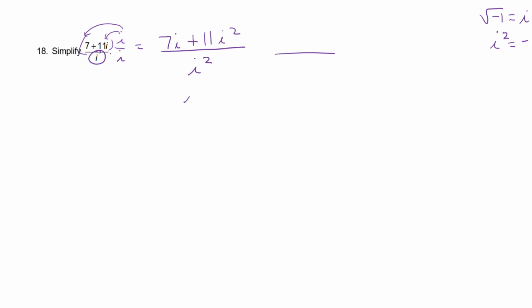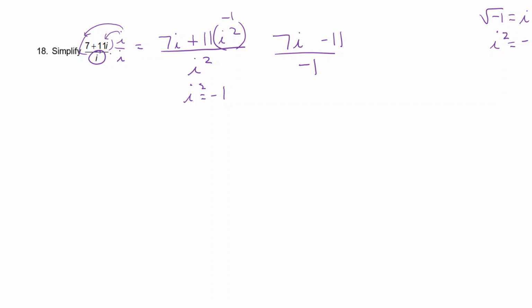Remember, i squared is equal to negative 1. So this is just negative 1 down here. And also, i squared up here is also negative 1. So 11 times negative 1 is negative 11. And we have 7i. So 7i minus 11 over negative 1.